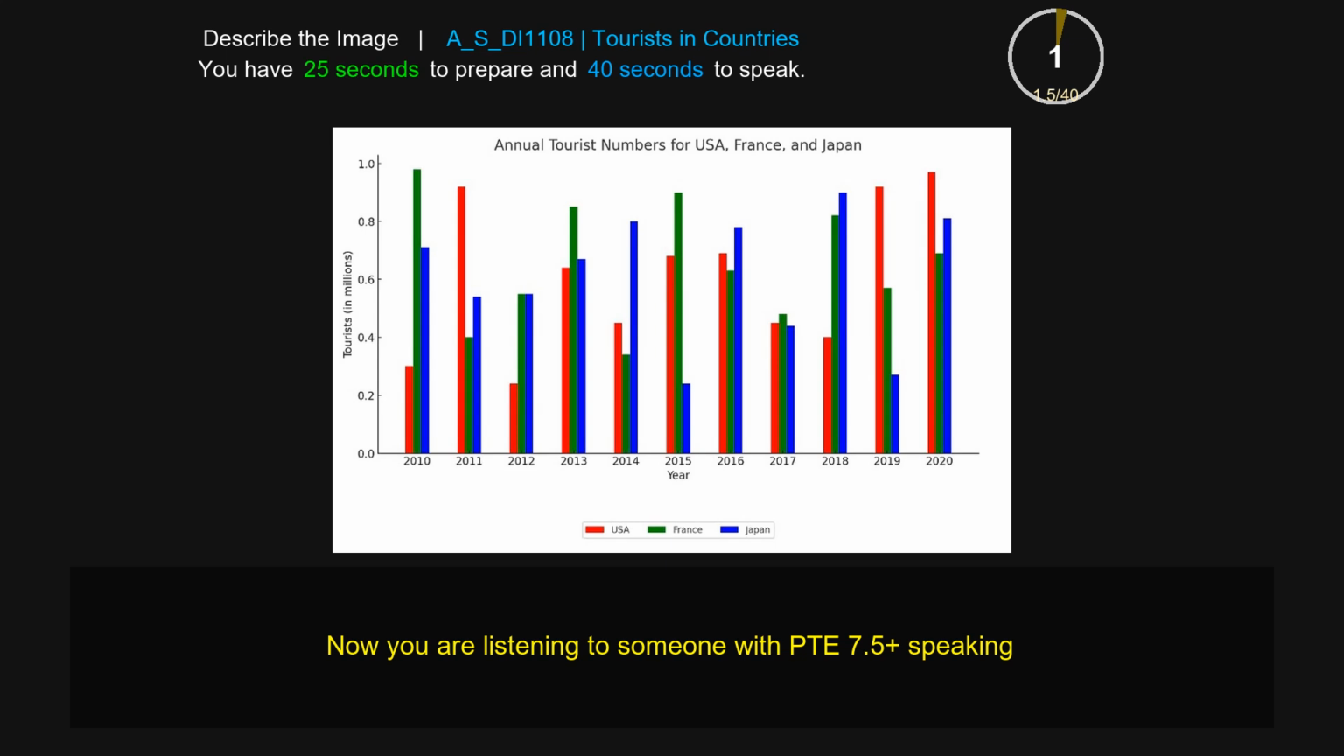This graph gives details about annual tourist number of USA and France and Japan. The x-axis shows year and the y-axis shows tourists, millions. The highest tier is 1 million. It is recorded in 2010. The lowest tier is 0.6 million. It is recorded in 2070. There is a clear gap between 2015 and 2020. As a conclusion, tourist millions gives a clear idea about the annual tourist number of USA, France and Japan.